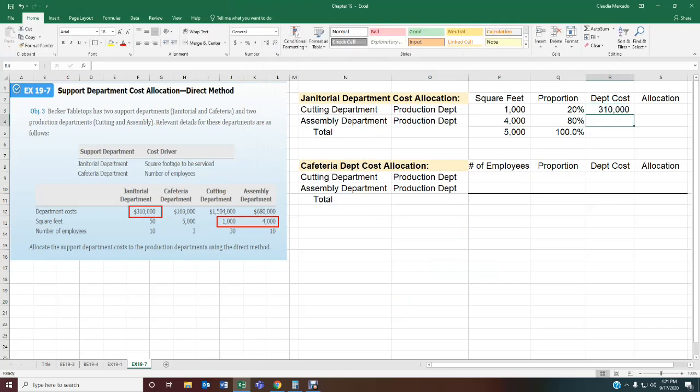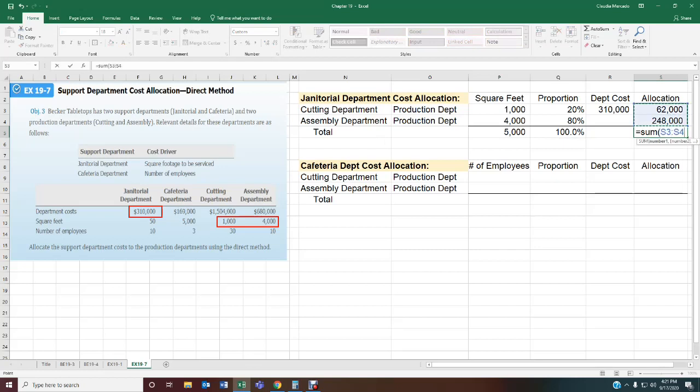Okay, now that I know my total cost, I can obtain my allocation. And how do we do that? Well, you get your department cost times your proportion for that particular department, in this case the cutting department. That gives me $62,000. Okay, we're going to do the same thing for the assembly department. We're going to get the $310,000 times 80%, and that's going to give me $248,000.